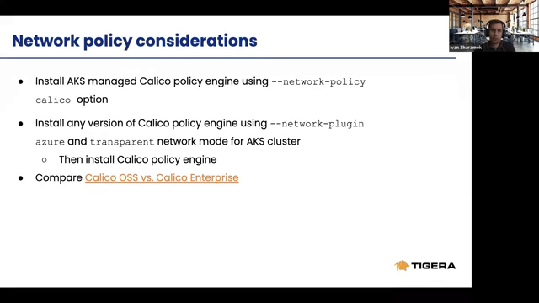Just to reiterate, in terms of network policy, you get the AKS managed version. For any other version that you want to use, you would create an AKS cluster with Azure CLI with transparent network, and then just install Calico on top of that, without specifying the network policy option as you build the cluster. In that case, you can install any version you want.